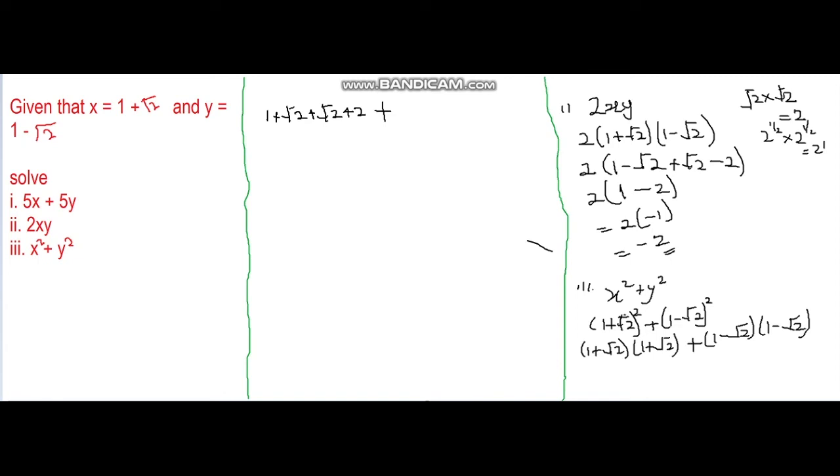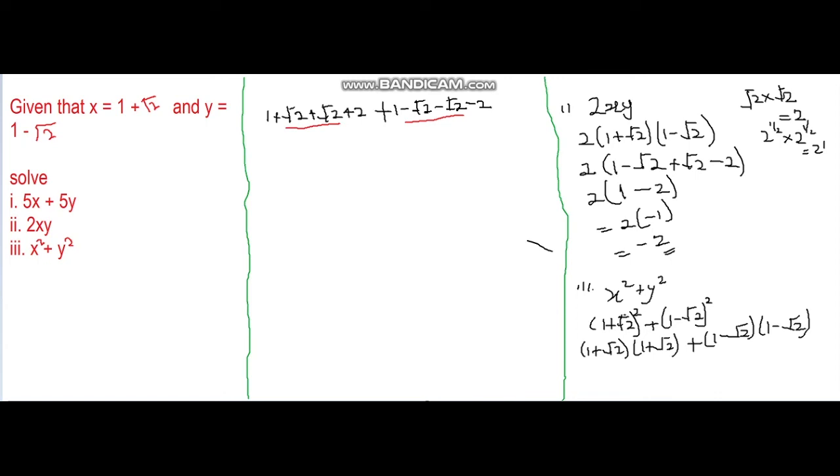Then plus another one, 1 times 1 is 1. Then 1 times minus square root of 2 gives me minus square root of 2. Then minus square root of 2 times 1 will give you minus square root of another 2. Then minus square root of 2 times minus square root of 2 gives us plus 2. So now we can see clearly that this side and this side, this is plus and this is minus, so it will go away, right?